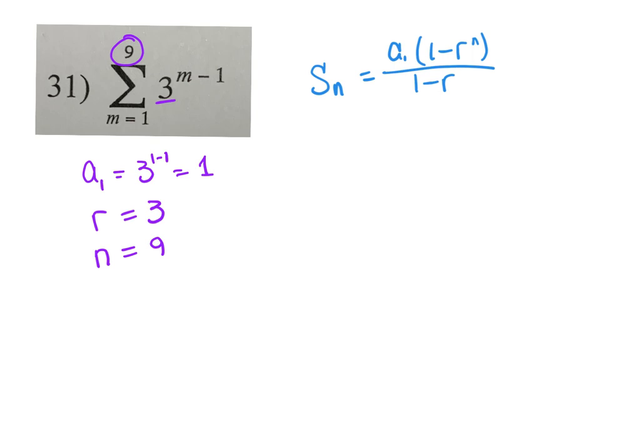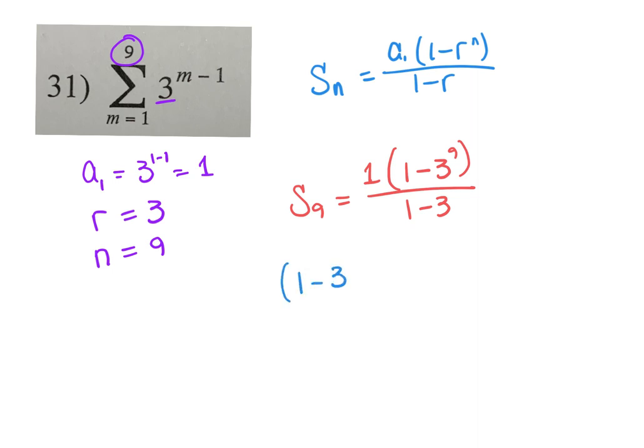And so then I'm just going to plug it in. The summation of the first 9 terms is going to be 1 times 1 minus r to the n, all over 1 minus r. So in your calculator, you can actually put 1 minus 3 to the 9 divided by -2. You put all of that in, you should get 9,841.